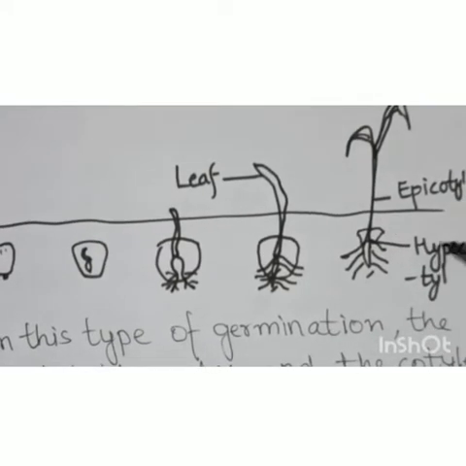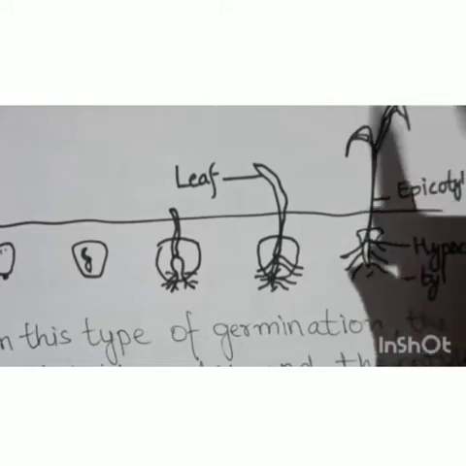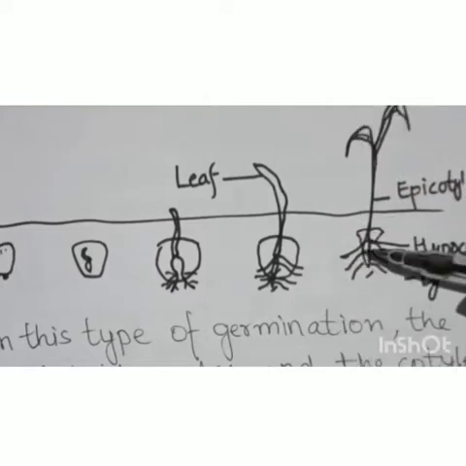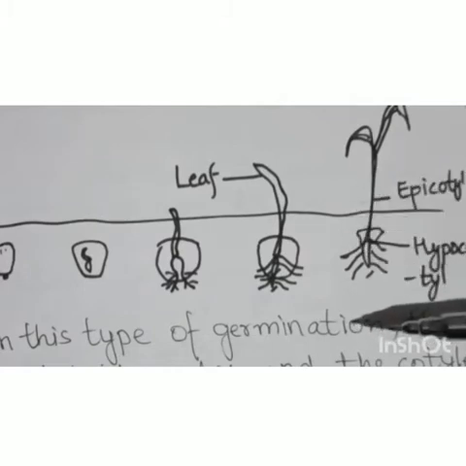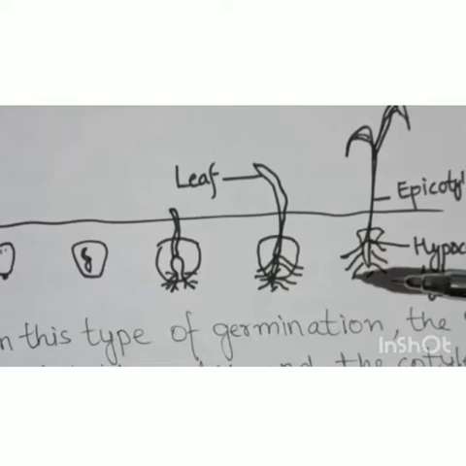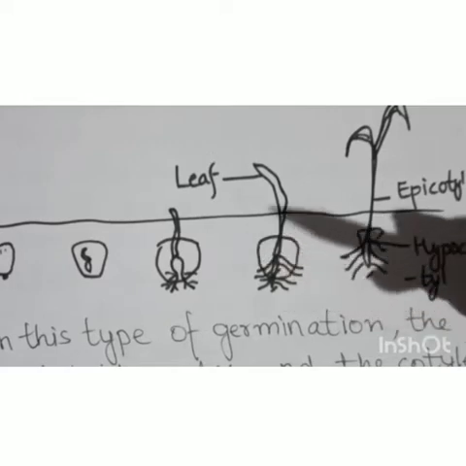And you can see here, in epigeal germination the hypocotyl elongates, but in this hypogeal germination the epicotyl elongates, and the hypocotyl doesn't elongate, it is shorter here, you can see. So that's why the cotyledons remain inside the soil. So the cotyledons remain below the soil, and it is seen in monocotyledon seeds.